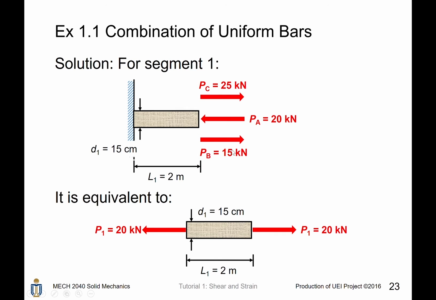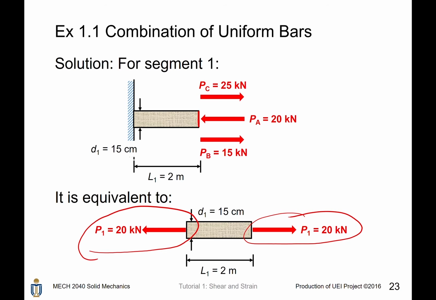Therefore, we conclude that there are 3 forces in total acting on this surface, and the resultant will become tensile 20 kilonewtons. This beam is clamped to this wall. In order to remain static, there will be a 20 kilonewton reaction given by the wall. Therefore, this segment is in a static state and it is in tensile stress of 20 kilonewtons.